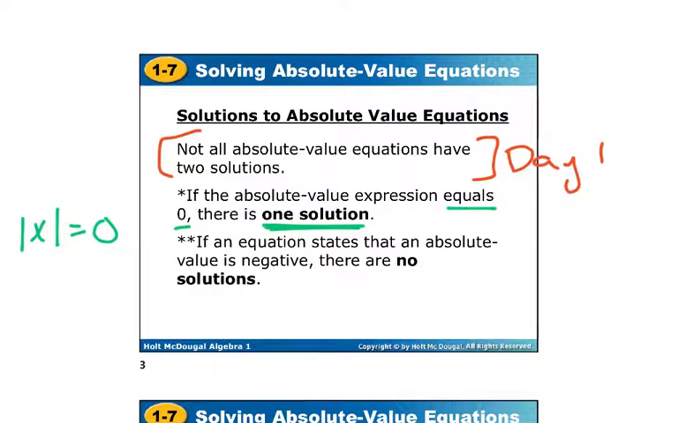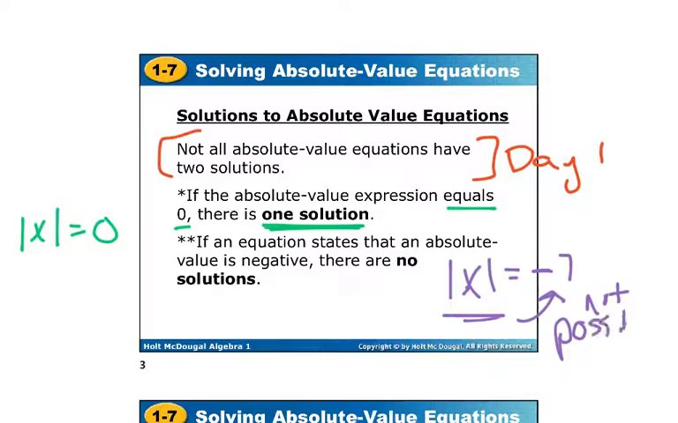Alright, and then the next one is if an equation states that an absolute value is negative, there are no solutions. So that's a very interesting piece here. Basically you're saying that an absolute value equals a negative 7 or whatever. You cannot ever have an absolute value equal to a negative number. So this is not possible, because distance is always positive. There is going to be a way later on in Algebra 2, but we just won't go there yet. So no solutions right now, not possible.